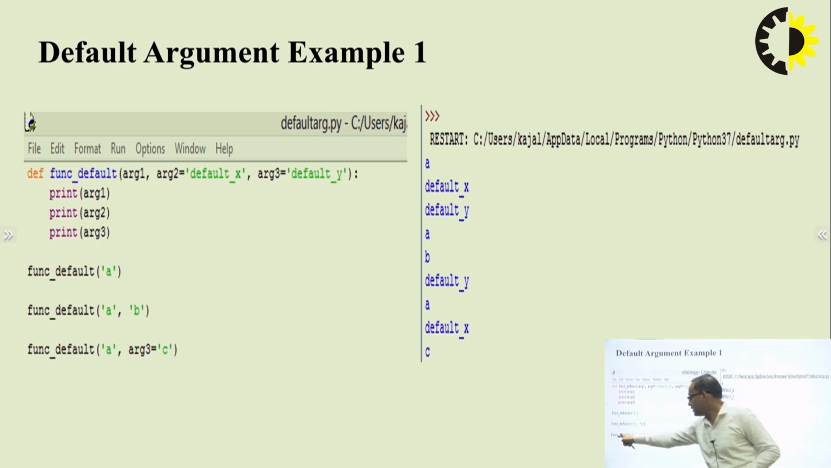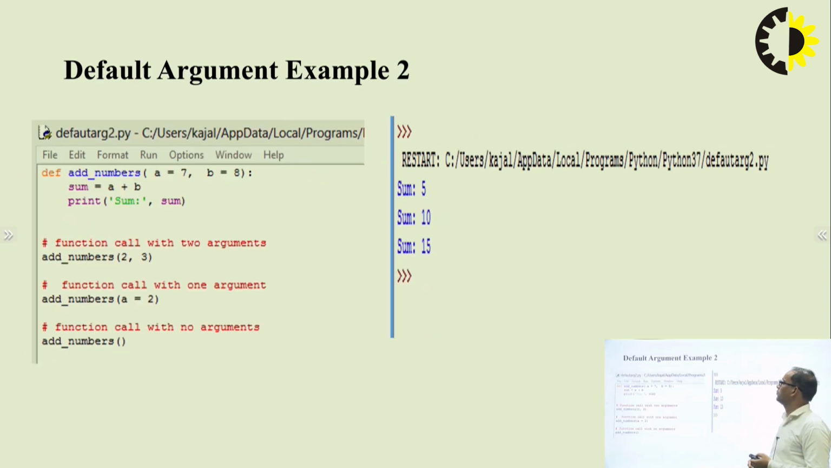Again, this is the third statement of the function calling. Here I am passing the first parameter a, and arg3 is equal to c. So here the second argument is not passed. So for the second argument, the default value default x will be considered. So here our output will be a, default x, and c. So this is the concept of default argument in Python.